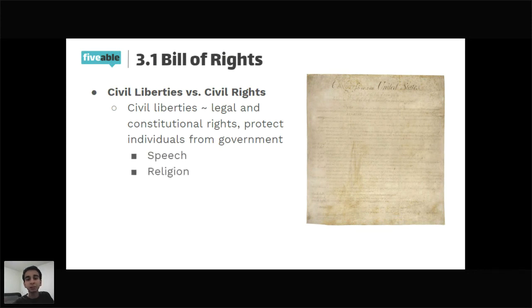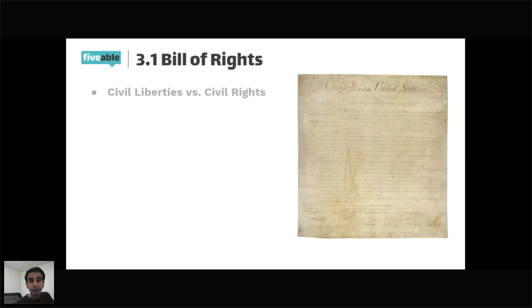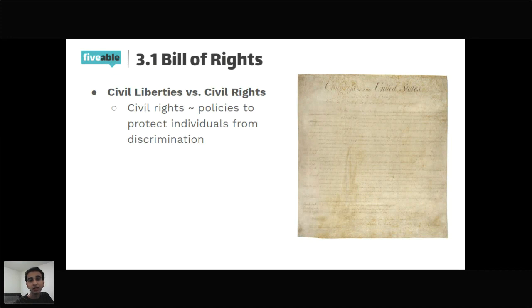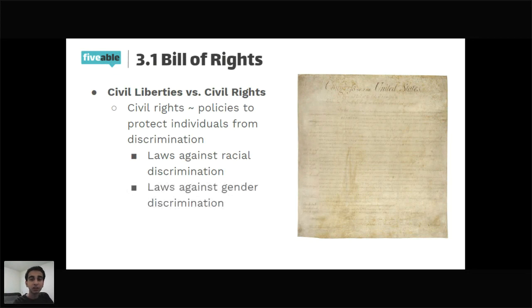Some examples in the First Amendment: you have speech, religion, the press, fair trial. And like I said before, it's just the Bill of Rights. In terms of civil rights, those are the things where you're protected from discrimination based on your physical characteristics. If you look at laws against racial discrimination, laws against gender discrimination, discrimination based on nationality, any legislation that deals with that has to do with civil rights. Those aren't necessarily civil liberties, because it's not like you're having the freedom of speech, right? You're just being protected against discrimination based on your literally physical characteristics.